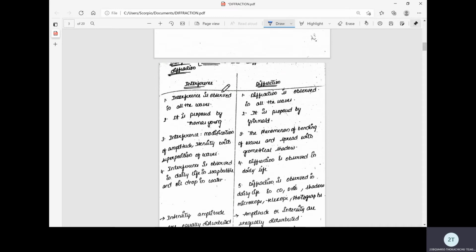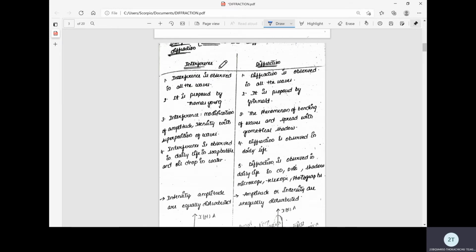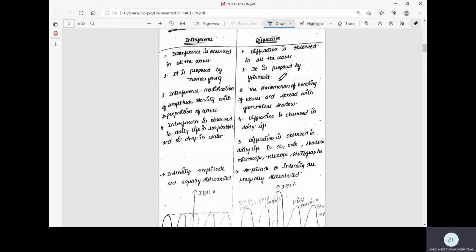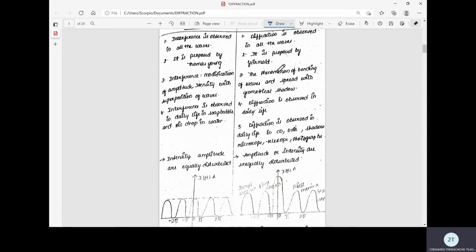That is the differences between interference and diffraction. So interference is a topic which we are familiar with since it is the first unit of our syllabus. So firstly, we know that interference is observed in all waves, which is a similar property for diffraction too, because as we discussed before, diffraction is also observed in all waves. Interference is proposed by Thomas Young, while diffraction is proposed by Grimaldi. That is, a scientist called Francesco Grimaldi proposed this phenomenon of diffraction.